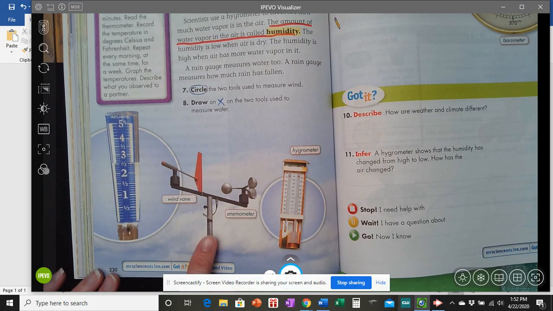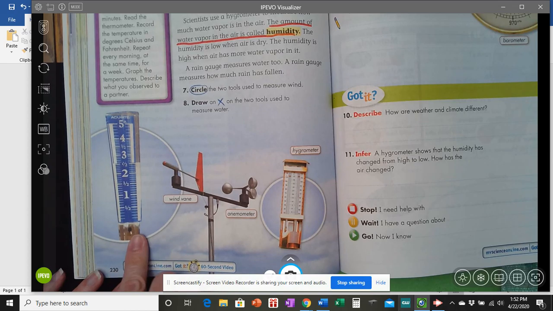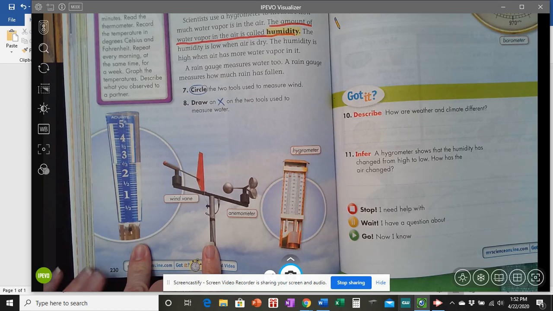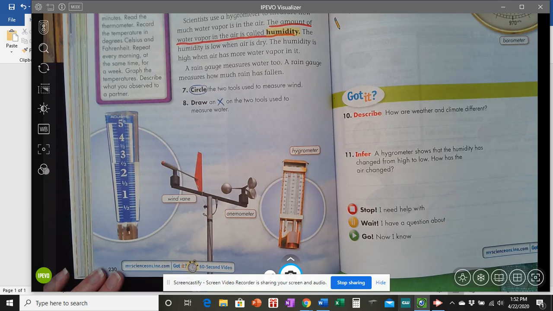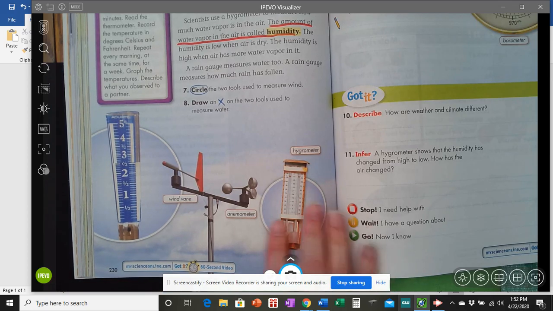Here is a wind vane. Here is an anemometer. And there's a hygrometer. So there's the wind vane and there's the anemometer. And that looks like it might be a rain gauge.